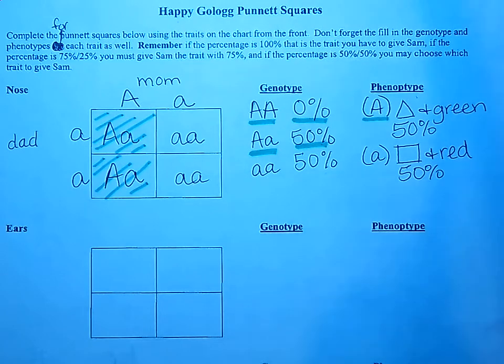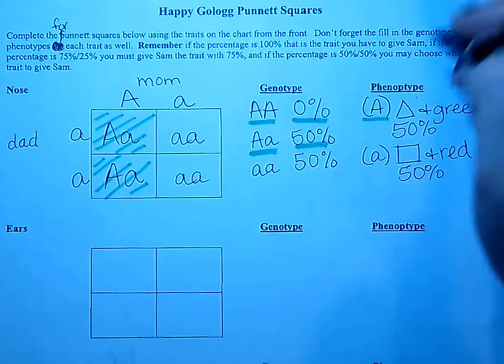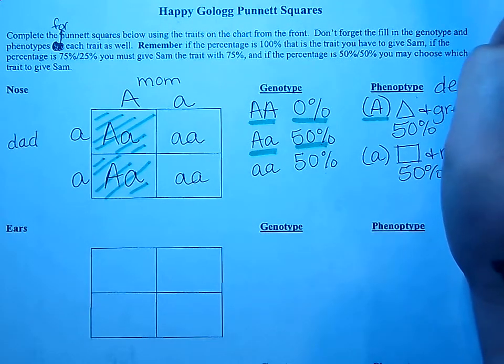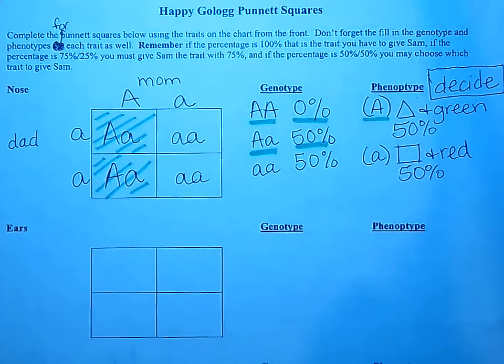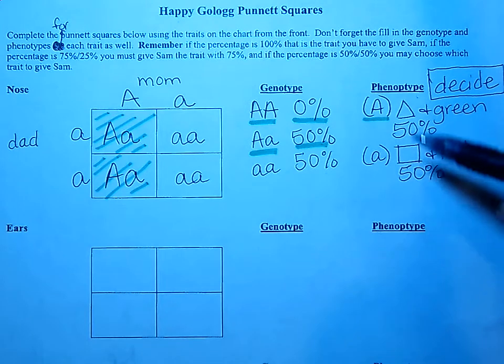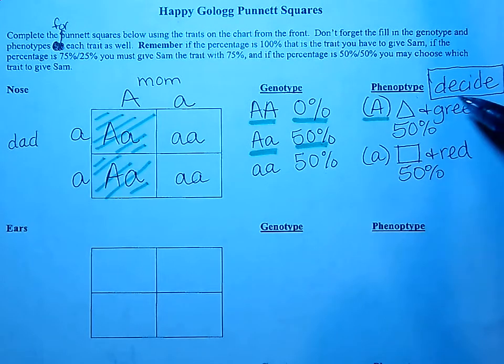So since this one is 50-50, you guys get to choose or decide what phenotype Sam has. So instead of just circling one of the phenotypes, whichever one we have to use, I'm going to just write the word decide because you guys get the choice of choosing.